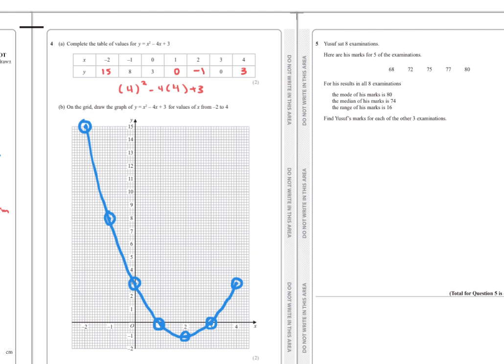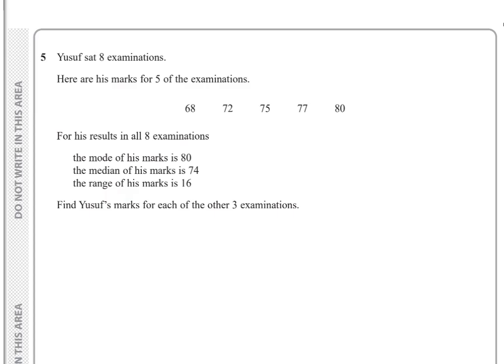So this is the graph. Number 5, Yusuf sat 8 examinations. Here are his marks for 5 of the examinations. For his results in all 8 examinations, the mode of his marks is 80, the median of his marks is 74, the range of his marks is 16. Find Yusuf's mark for each of the other 3 examinations.